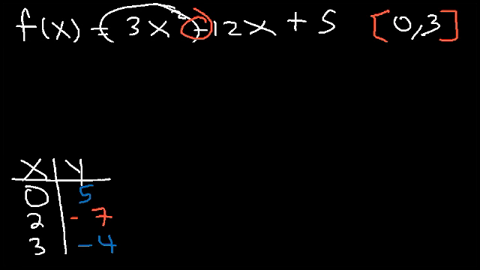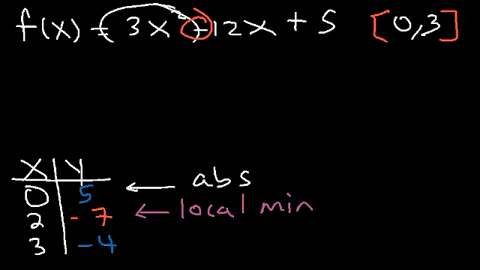So we already know that 2, negative 7 is the local minimum value based on the sign chart. Now notice that 5 is the highest y value. Therefore, this is the absolute maximum. Negative 7 is the lowest y value. So negative 7 is also the absolute minimum, in addition to being the local minimum.